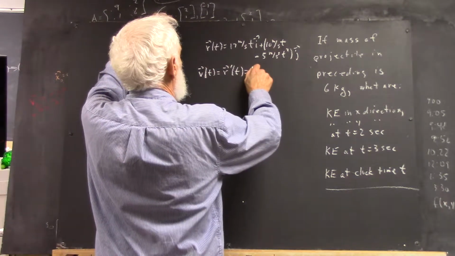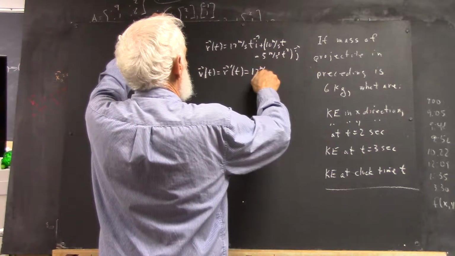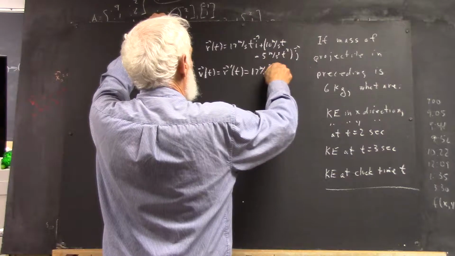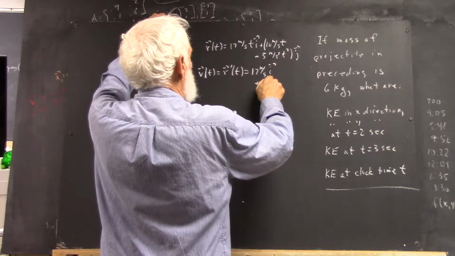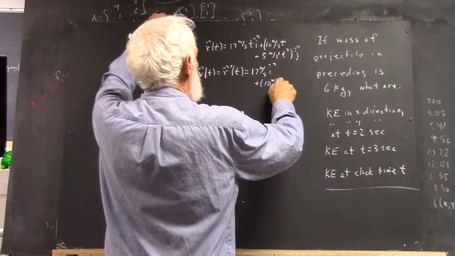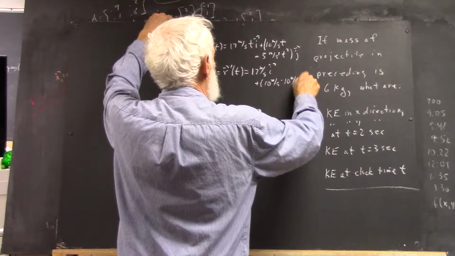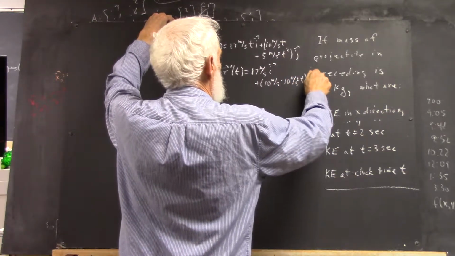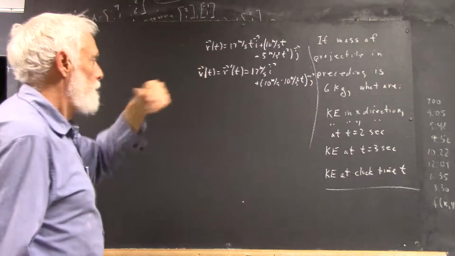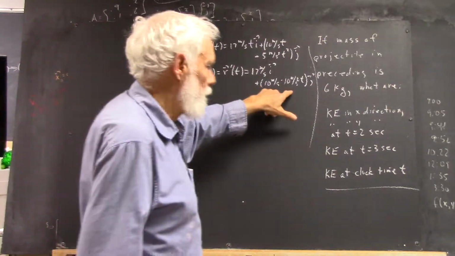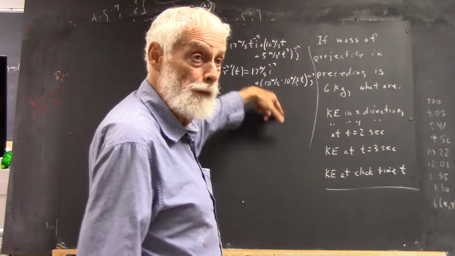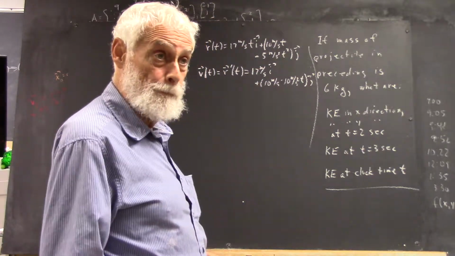Which is 17 meters per second times i plus 10 meters per second minus 10 meters per second squared t times j. I don't know if you can read that, but that's what it says, okay? Just take the derivative of this, okay?